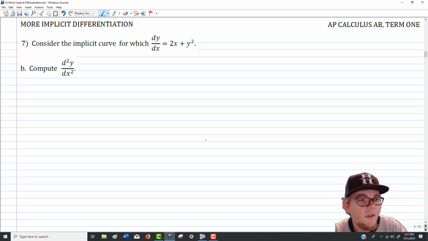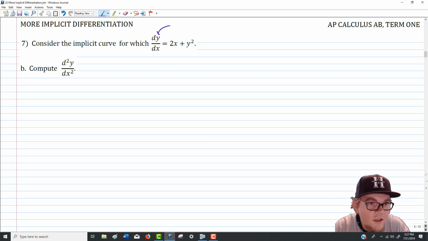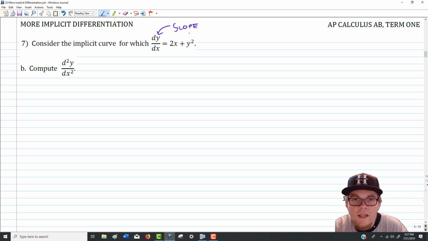It tells you to consider the implicit curve, which is not new, but the implicit curve for which dy/dx equals 2x plus y squared. So in a sense, they're giving us the slope. So we already know what the rate of change is, what the dy/dx is. We already know y prime. They gave it to us. So in a sense, we're starting in a different place. It's in a much cleaner, easier to work with place. They've already done the heaviest lifting for us.